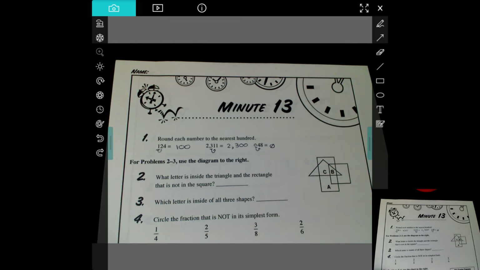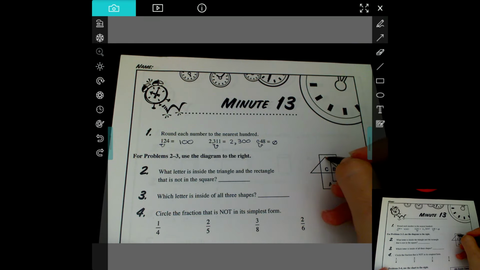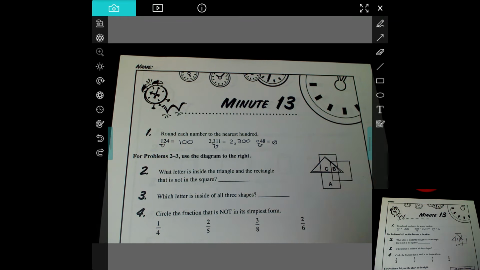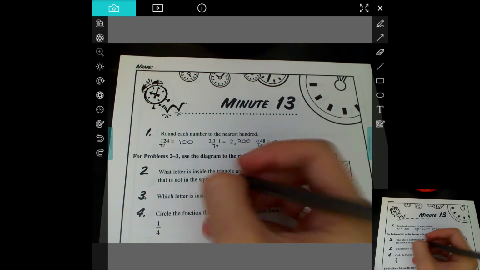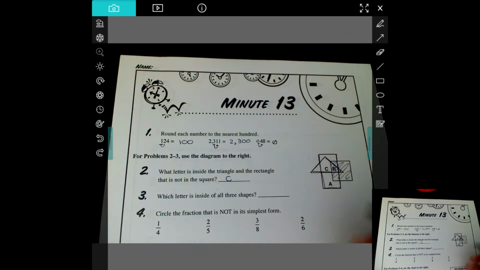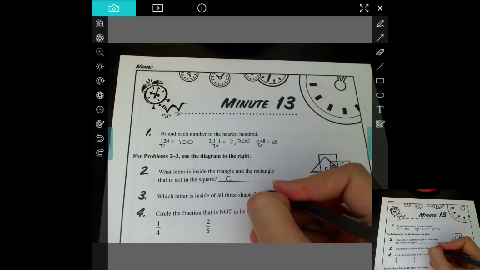Number 2, what letter is inside the triangle? So that's this space here. And the rectangle, so this space here, but not in the square. So I'm going to get rid of this square here, not in the square. So that letter is C. Which letter is inside of all 3 shapes? That's the one letter that's inside the square and the triangle and the rectangle, and that is B.